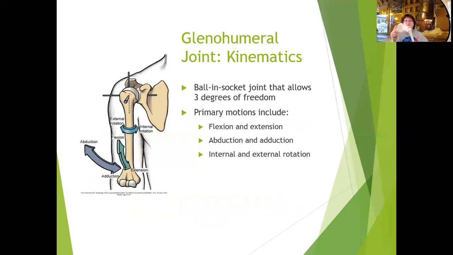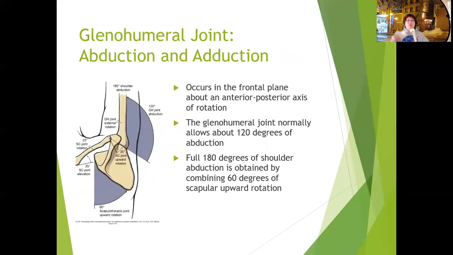So ball and socket, 3 degrees of freedom. You notice that most of the joints in the shoulder have 3 degrees of freedom. That kind of makes sense, right? All 4 joints in the complex. Not all of them are big motions, but they're still 3 degrees of freedom. So primary motions: flexion and extension, abduction and adduction, and internal and external rotation. We also have the lovely addition of when we're 90 degrees abducted, we have horizontal adduction and abduction.